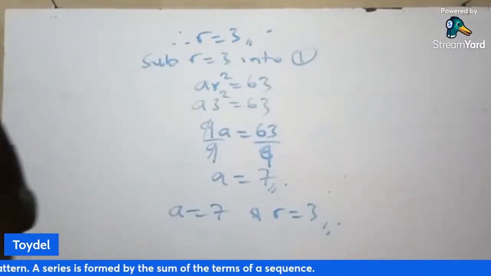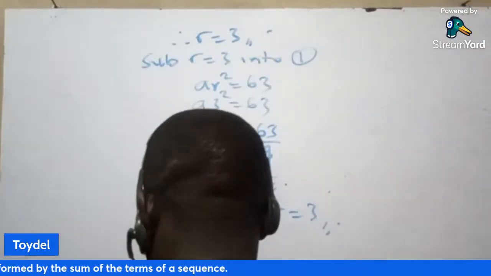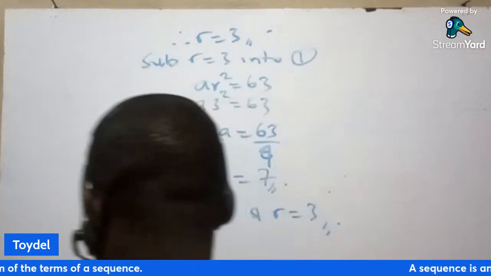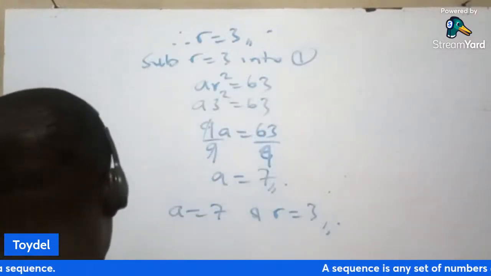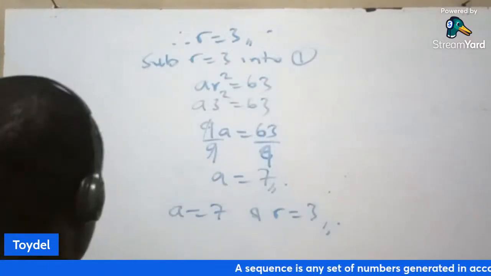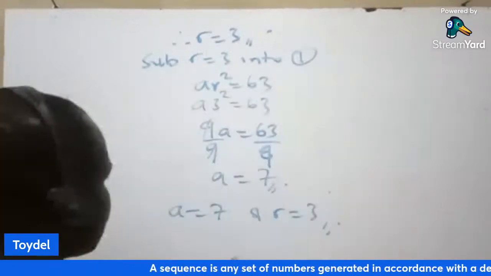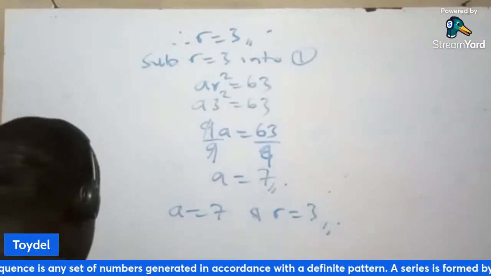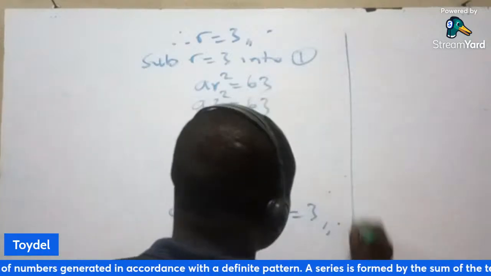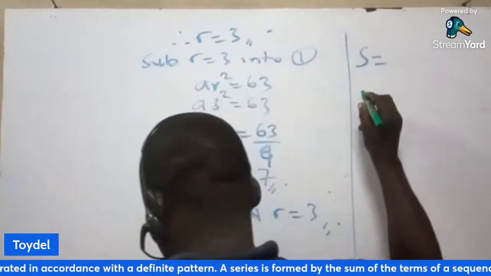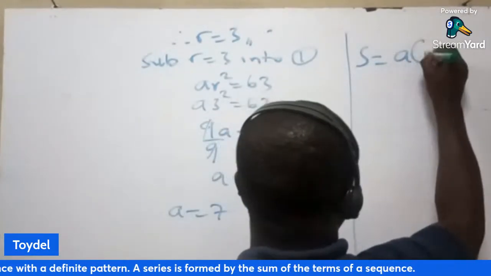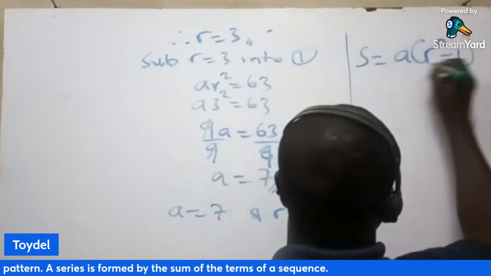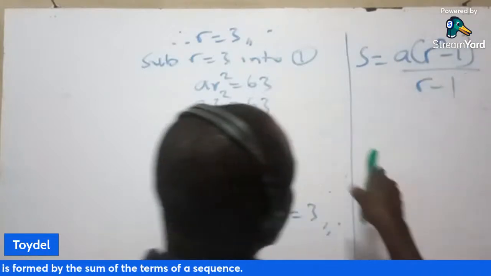So the question says that we should find the sum of the first 6, that is when n is equal to 6. In this case, r is greater than 1, r is equal to 3, which is greater than 1. So the formula for the sum that we are going to use will now be a into bracket r raised to power n minus 1 all over r minus 1. Why do we apply this formula?